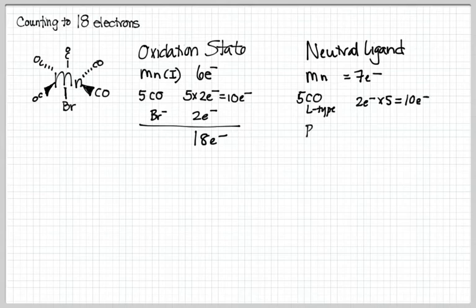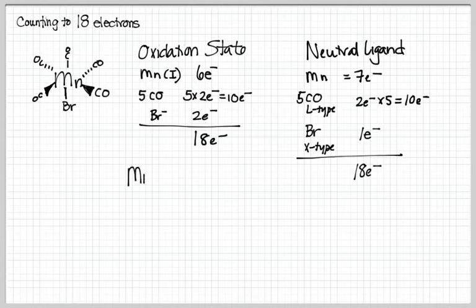Finally, we have bromine, which is an X-type ligand, and so that bromine is only going to count as a 1 electron donor. So in this case, we get 7 plus 10 plus 1 electrons equals 18. So we get the same number of electrons in both cases, but we think about how they're distributed a little bit differently. And a lot of that is related to how we think about anionic ligands.